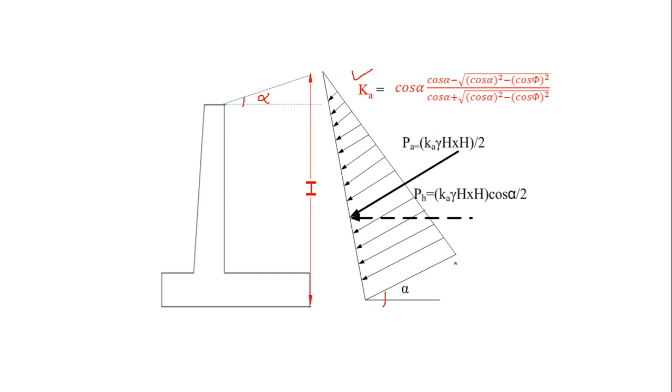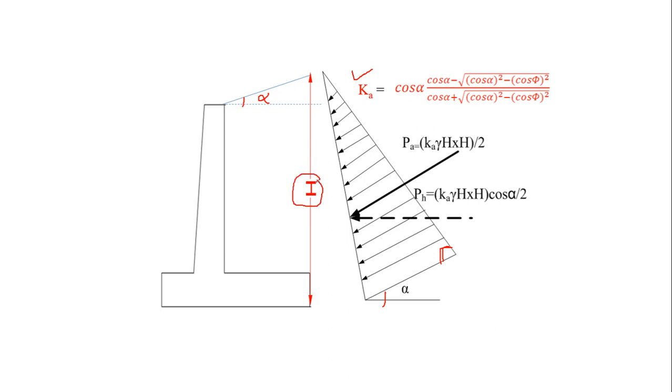After that we'll draw a horizontal line, then we'll draw the pressure distribution diagram like this. So this is the angle 90 degrees over here. So how are we going to calculate this height? This height is nothing but H. So here we take the total height H.